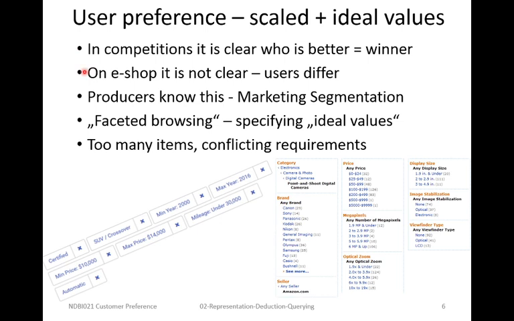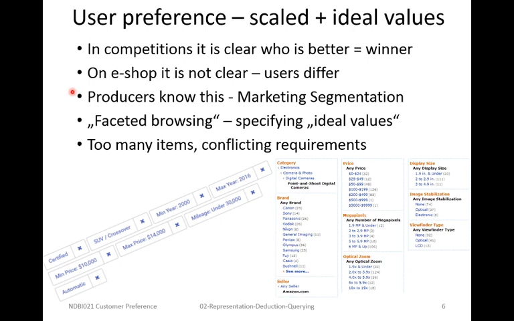In sports competition, it is clear, because for many years it has been clear who is faster or can jump higher, who is the winner, because this is the idea of sport competition. On the eShop it is not clear, because users are different. Here in sports we agree together on the rules of the game.